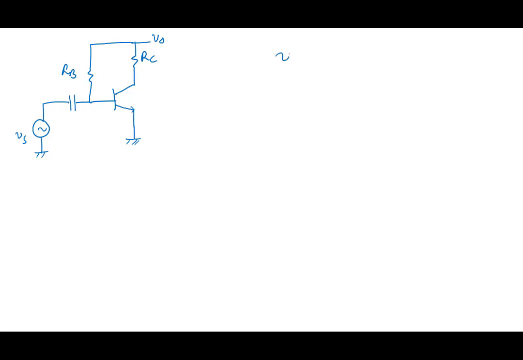What is the gain that we found? V0 by Vs is minus gm RC approximately, right? After making the approximation that R0 is negligible here.